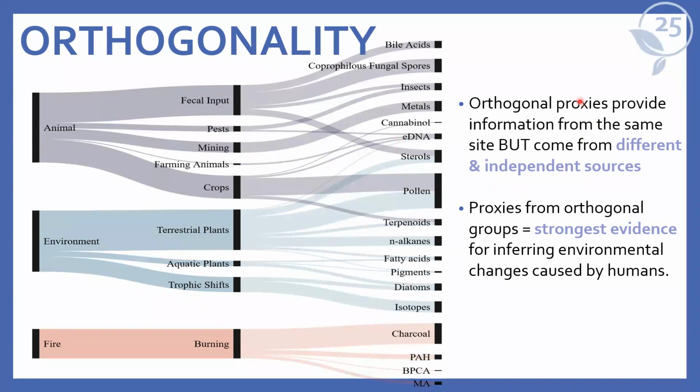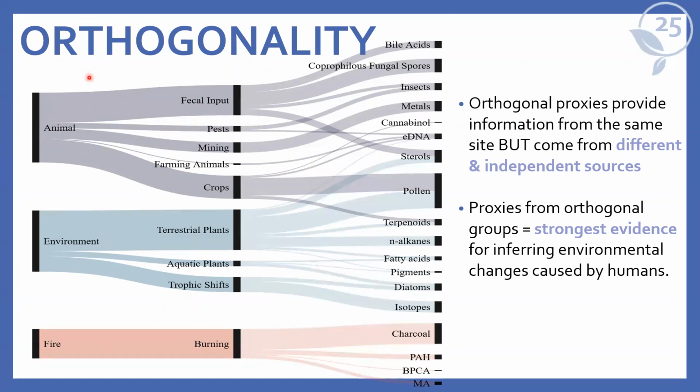And the concept of orthogonality is to say, if you want to build a multi-proxy study that has the strongest evidence for inferring environmental changes caused by humans, you want to draw from each of these orthogonal groups because they come from different and independent stories. They all provide information from the same site, but they complement each other in what they can tell you.